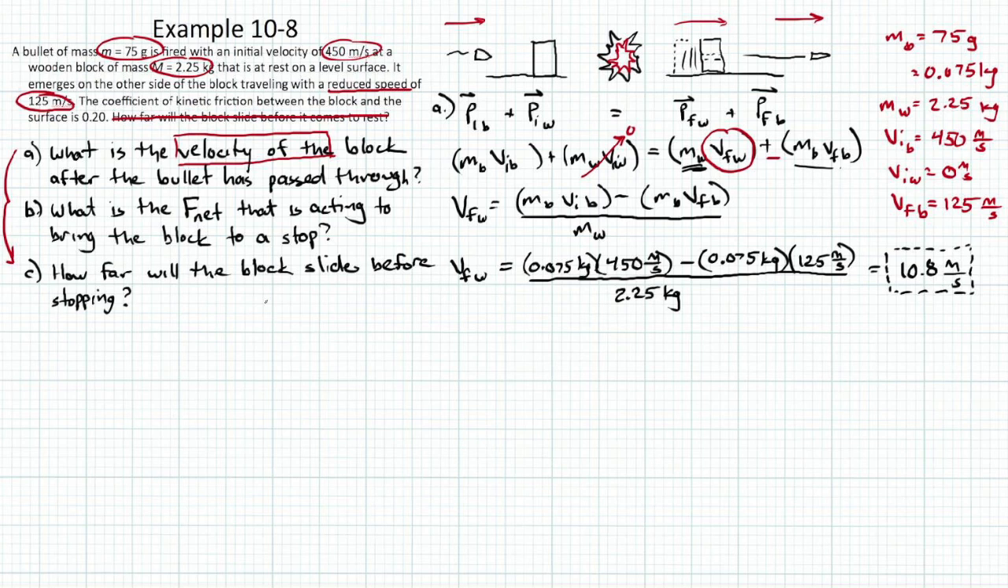Here's part B, and I'm going to draw a line right here to separate these questions from the actual problems. B is asking, what is the net force acting to bring the block to a stop? Well, if you slide something across the table, what's causing that object to come to a stop? Well, it's friction. So the net force, F net, is friction, or we would call that kinetic friction. Friction acting on an object that's moving.